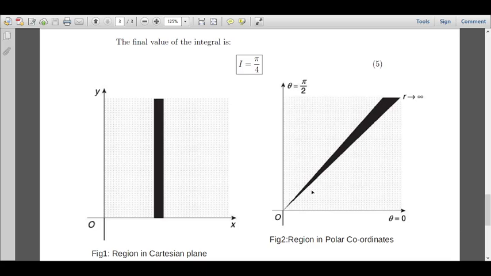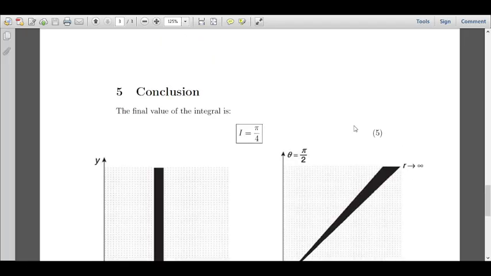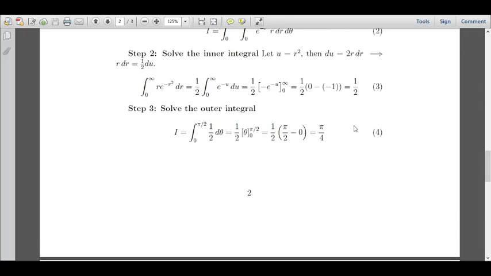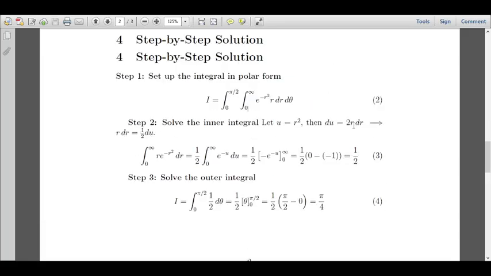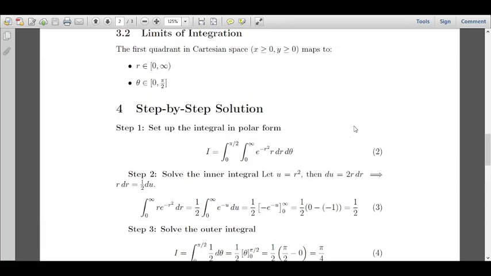Now how to find the r limits? Draw the radius vector through the origin, originating from the origin through the region. Now identify where this radius vector enters the region and where it leaves the region. It enters at the origin and leaves at infinity. So that means r varies from 0 to infinity and theta varies from 0 to pi by 2.